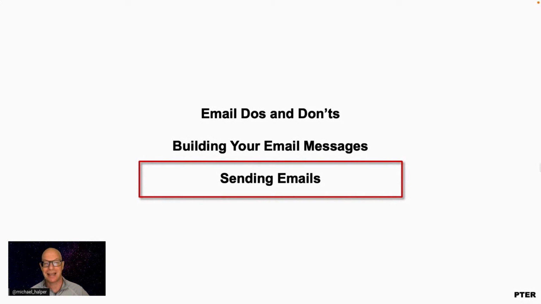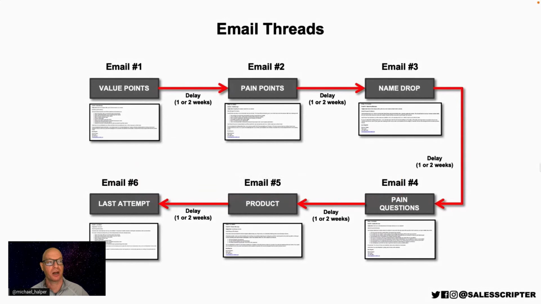Now let's talk about sending emails and some tips in this particular area. So I've just provided you with a number of different email templates, and you can string those together in what we call an email thread. So each of those are an email template, and when you tie those together to go out over a period of time, we refer to that as an email thread. And here's a way to put the emails I provided you into a thread. So email 1 is your value points. Then email 2 is pain points. Email 3 is name drop. Email 4 is pain questions. Email 5 is your product building block. And then email 6 is your last attempt.